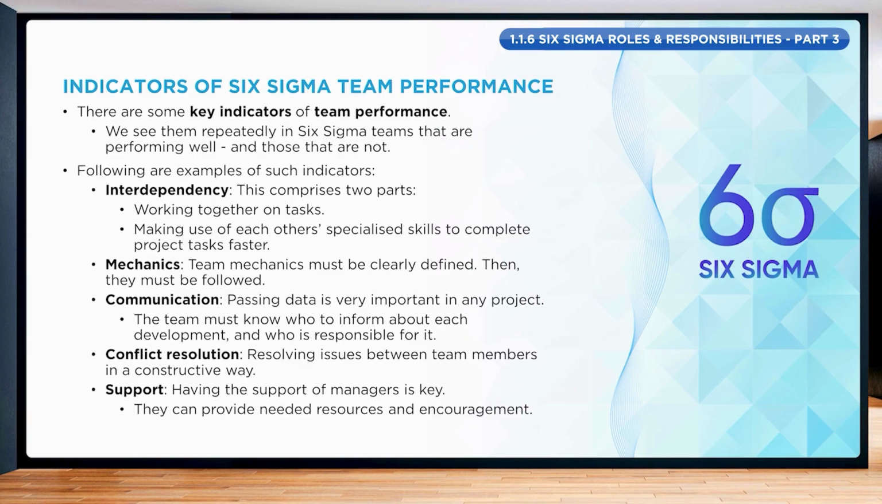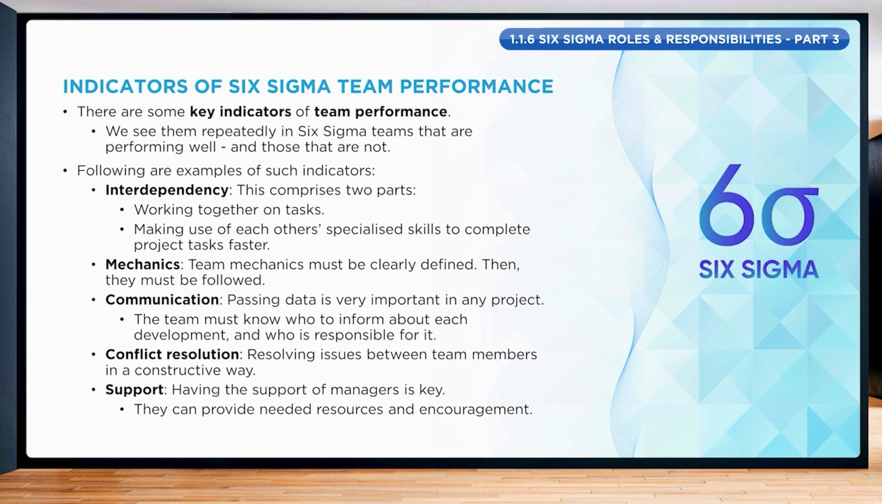Now we're going to discuss some key team performance indicators associated with Six Sigma projects. So there are some key indicators related with team performance. And if you take a look at a series of Six Sigma projects, we'll see that there are two types of teams, those that are performing well and those that are not performing well. So these are some examples of this type of indicators. First of all, interdependency.